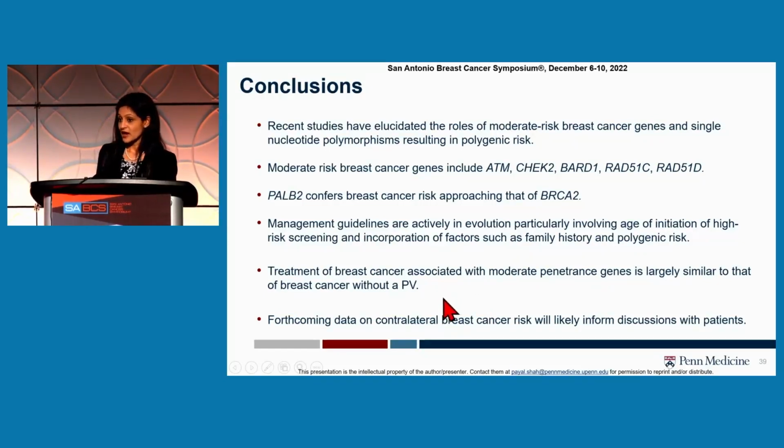Management guidelines are actively in evolution, particularly involving decisions such as what age we initiate screening and how we best incorporate other risk factors such as family history and polygenic risk. Currently, treatment of individuals who have breast cancer associated with moderate-risk gene mutations is relatively similar to patients who have sporadic breast cancers. And forthcoming data on contralateral breast cancer risk will likely inform discussions with patients.